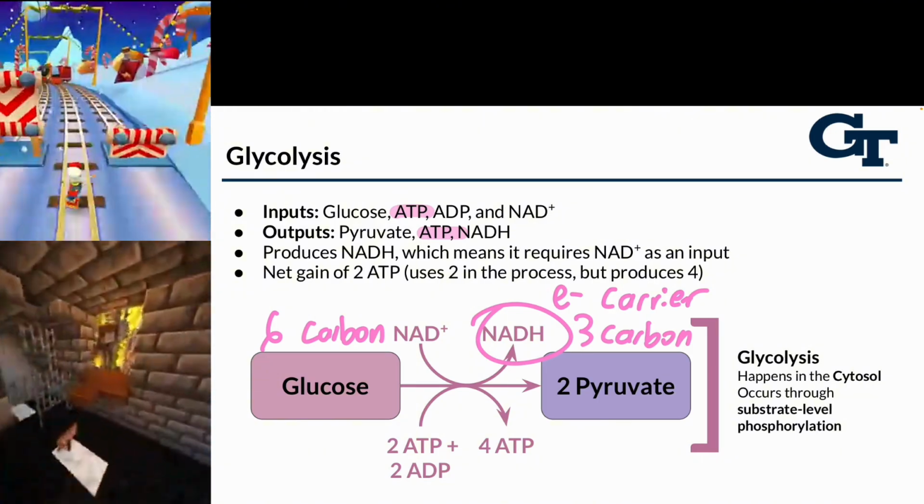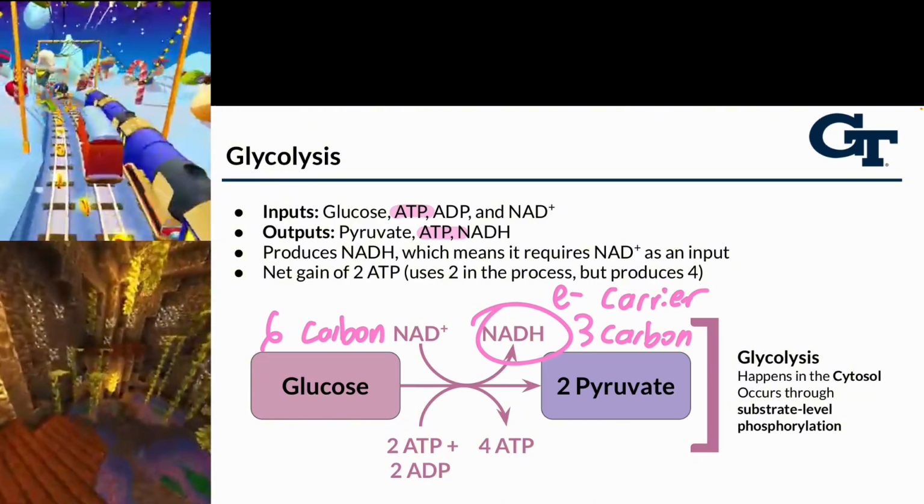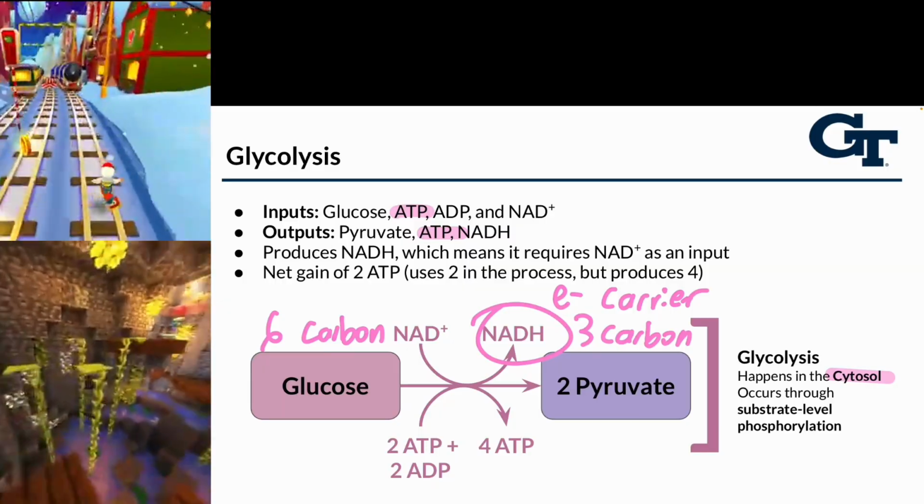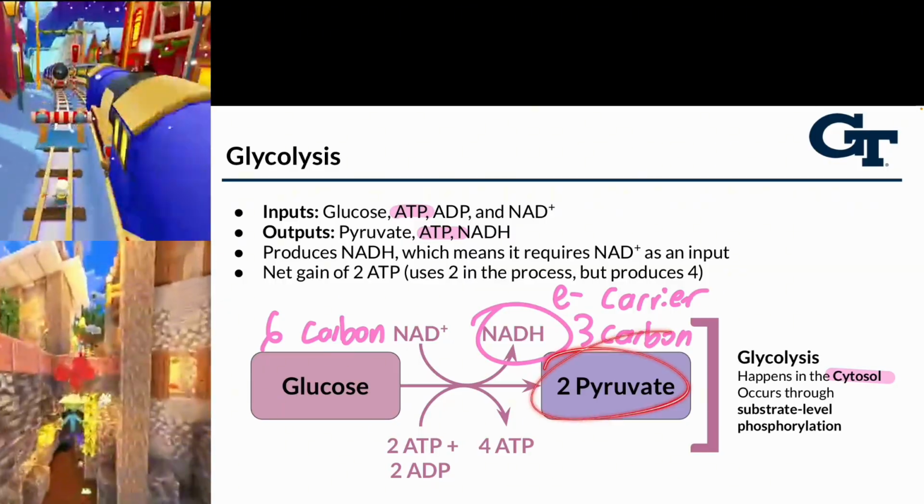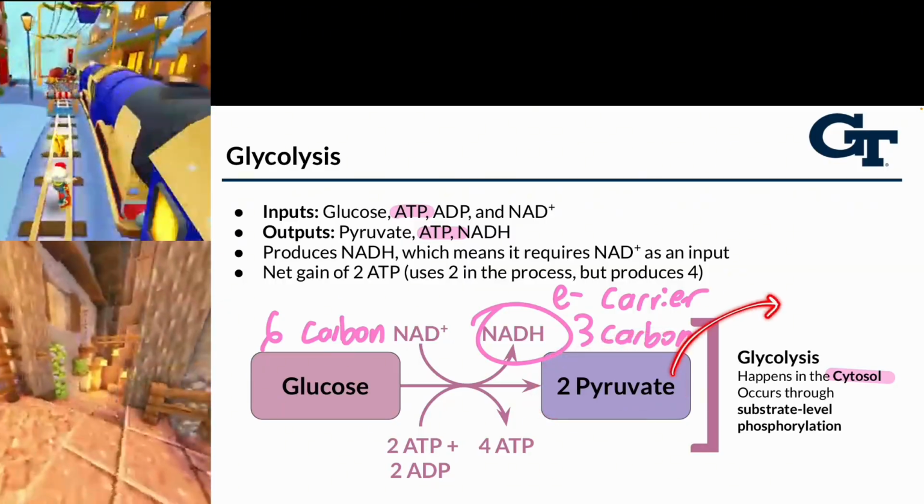And glycolysis is going to occur in the cytoplasm. We see this right here in the cytosol. And what happens is that we're going to take these pyruvate and we're going to export them to the mitochondria.